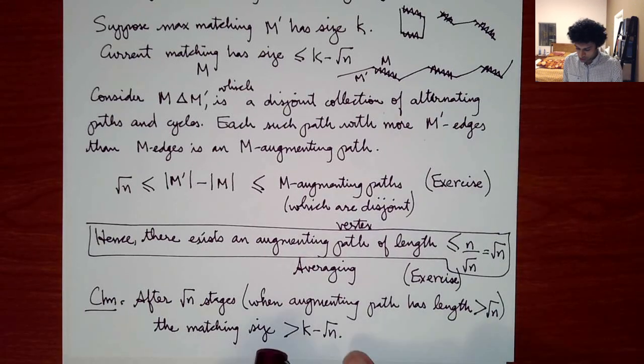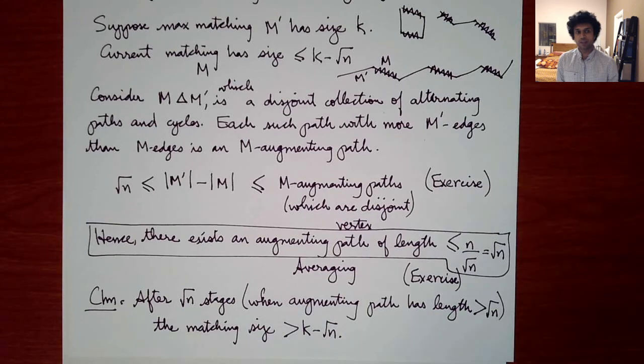So think of Ford-Fulkerson for bipartite matching. Every time you augment, what happens to the matching size? It increases by 1, exactly. Good.